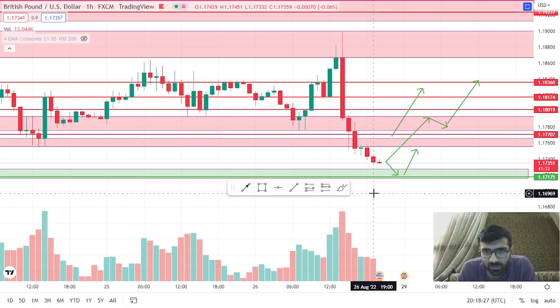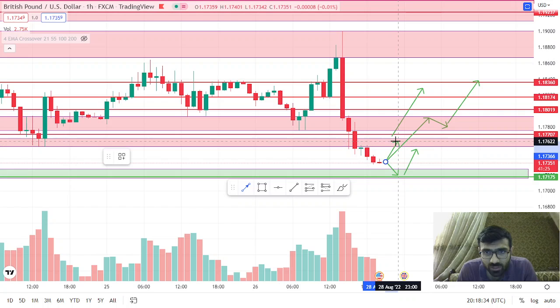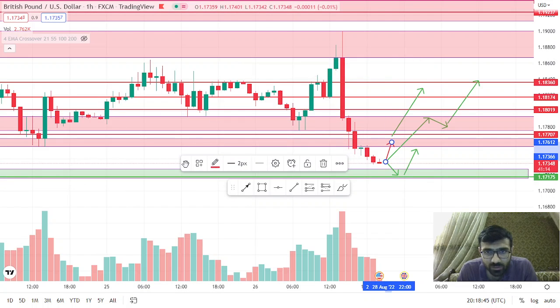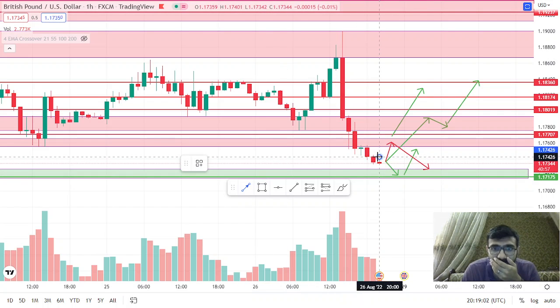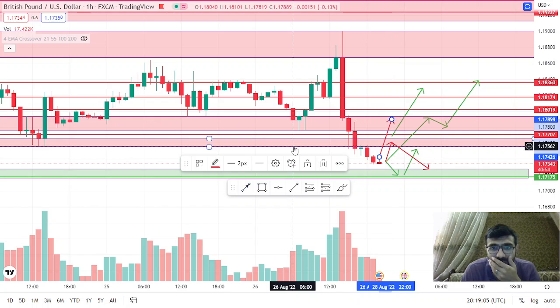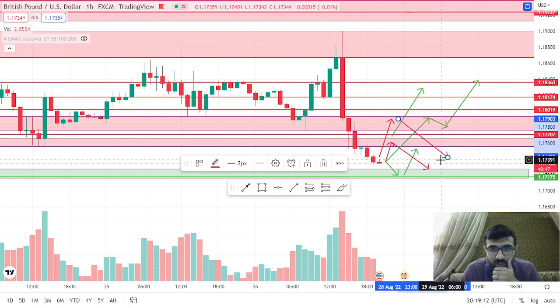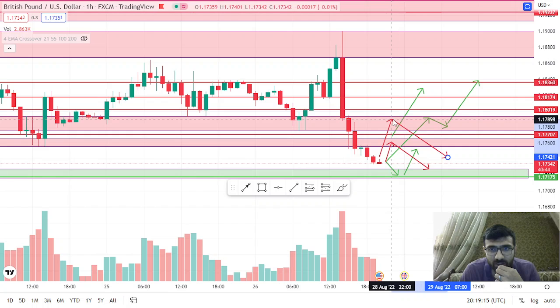Okay, now let's see what are the possible selling setups that we could see. First selling setup would be if the market goes above this area, and then the market closes below, then maybe we could go short, something like this. And the second selling setup would be if the market enters this zone and then we see some selling opportunity available, then we could go short from here as well. Okay, this would be our second selling setup.